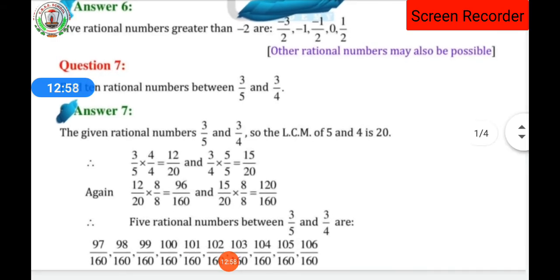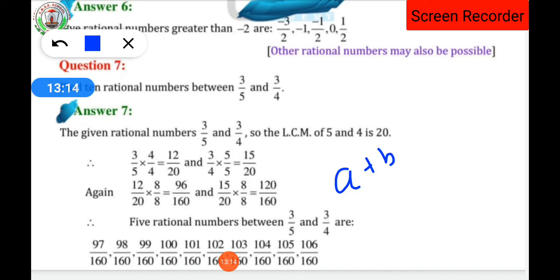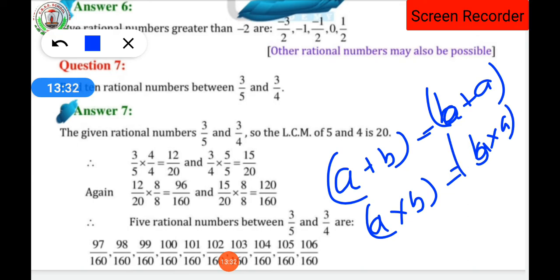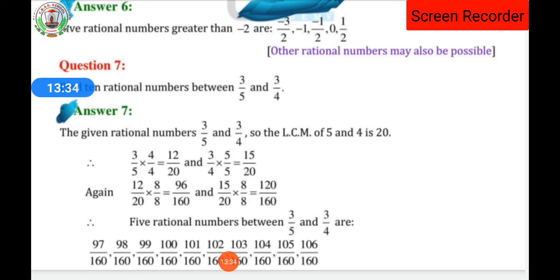Some of the questions also belong to the properties. Questions can also be based on properties, like write the commutative property under addition. So what is the commutative property under addition? That will be a plus b is equal to b plus a. This is the commutative property under addition. If we talk about the commutative property under multiplication, then it will be a into b is equal to b into a. This is the commutative property under multiplication, isn't it?